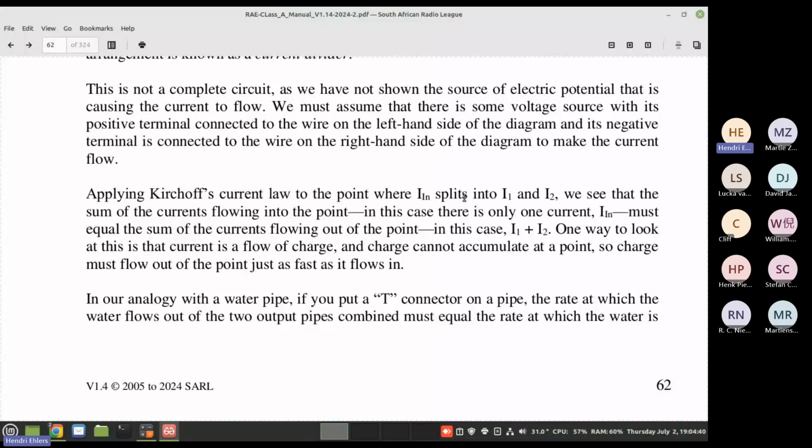Once you start to do the calculations and there are figures involved, then it becomes easier to understand. They also use the analogy of a water pipe. The thicker the pipe, the more the water. And if you split it into two thinner pipes, then the water will split and go in both directions.